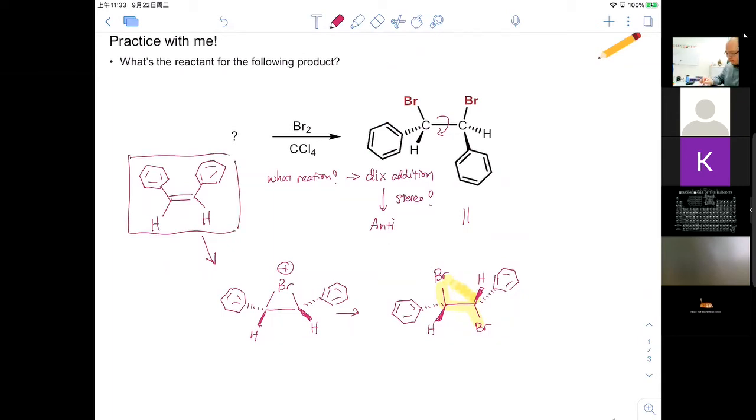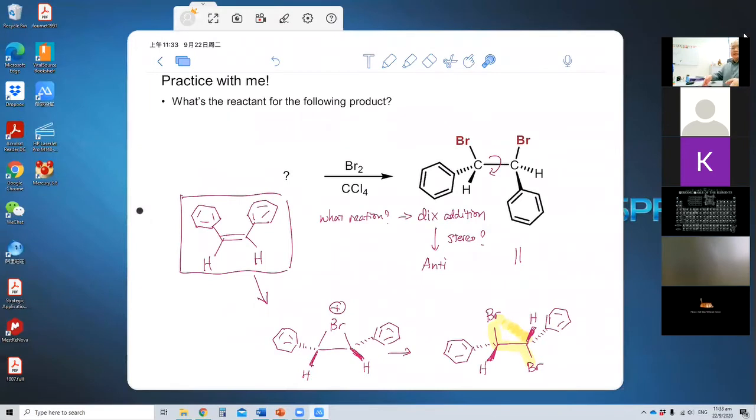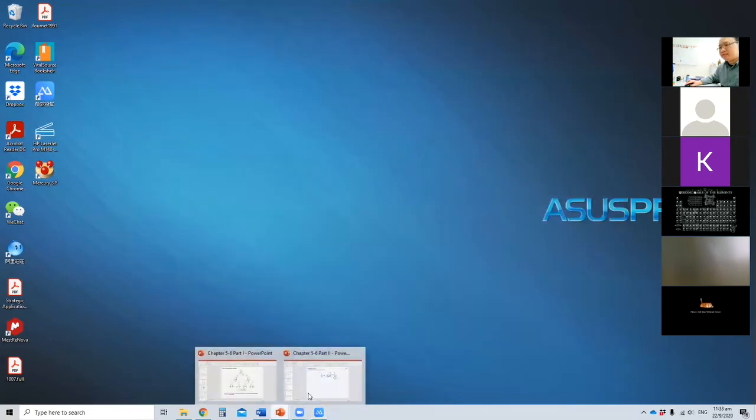So I gave you the product and the reagents, and you give me the starting material. All right. Okay, that's much more comfortable using the pencil. Okay, let's go back to the slides.